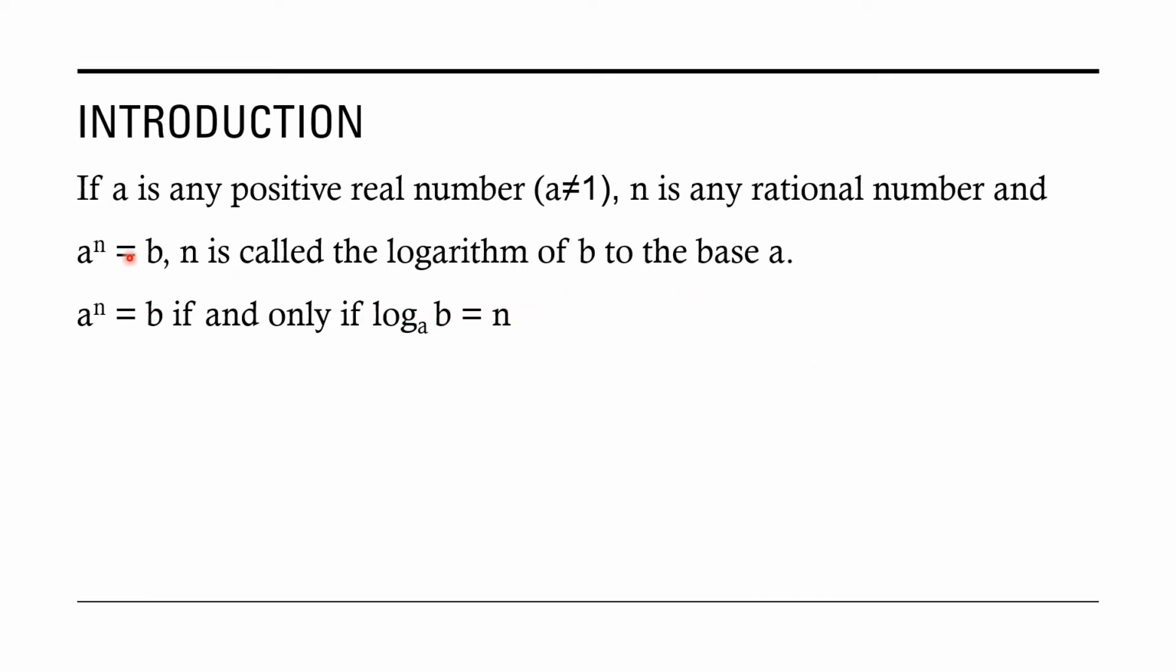So if we have a which is a positive real number and we have n any rational number, and also if we have a raised to n is equal to b, then this n is called the logarithm of b to the base a, and we write it as log b to the base a is equal to n.